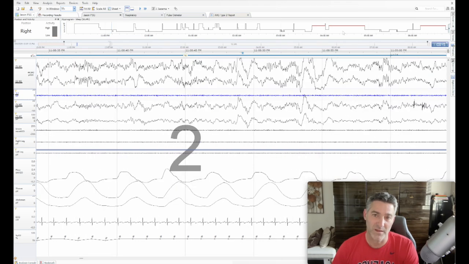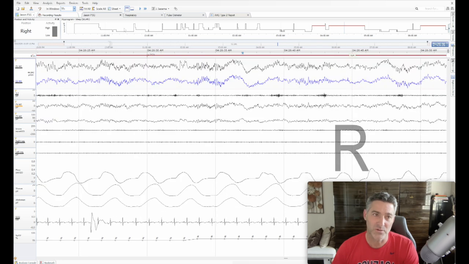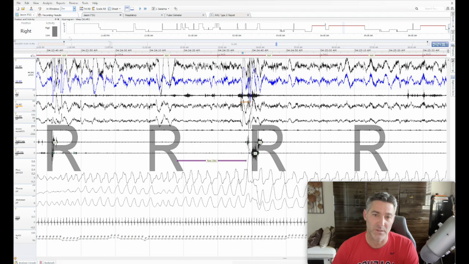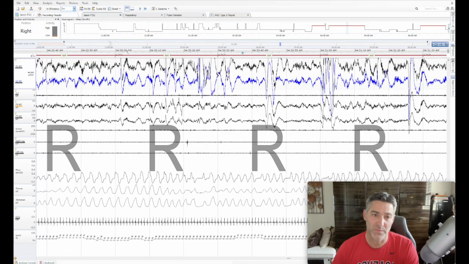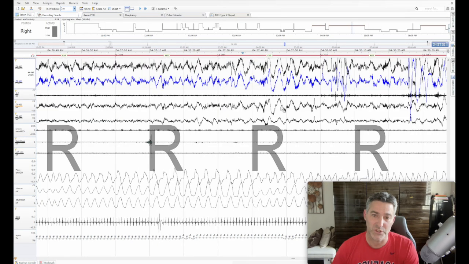What does REM look like? Rapid eye movement. Kind of harder to see close up, so I might actually pull back just a little bit. But you can see these asynchronous eye movements. The chin tone is really down, and mixed frequency, low voltage. Cool stuff.